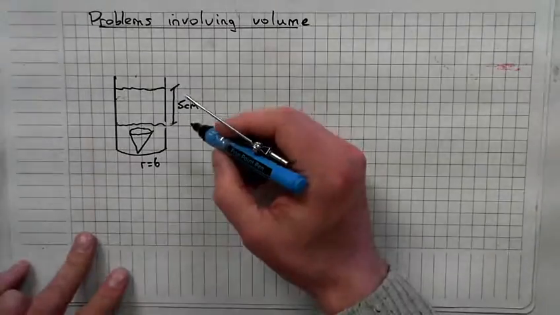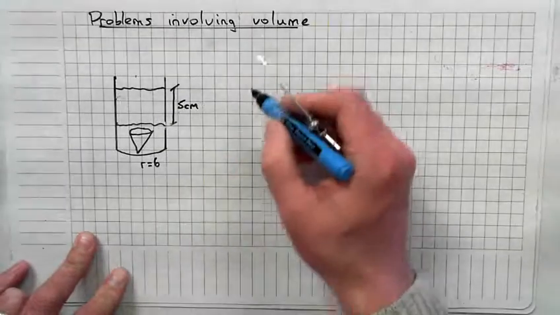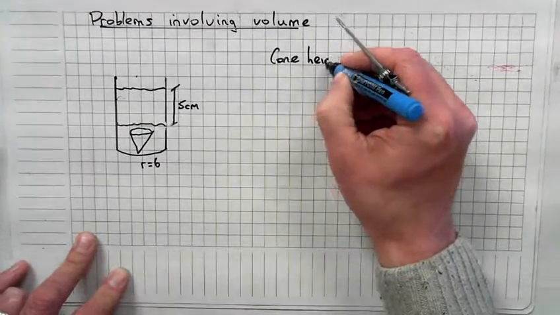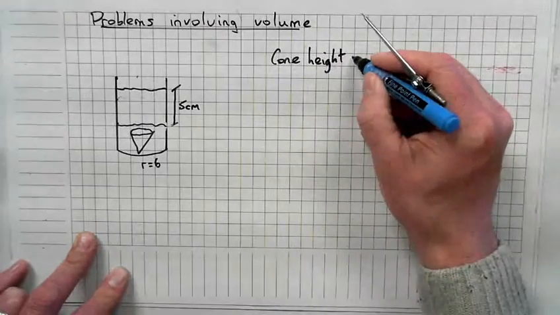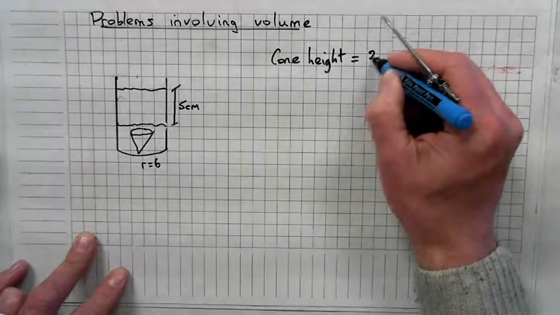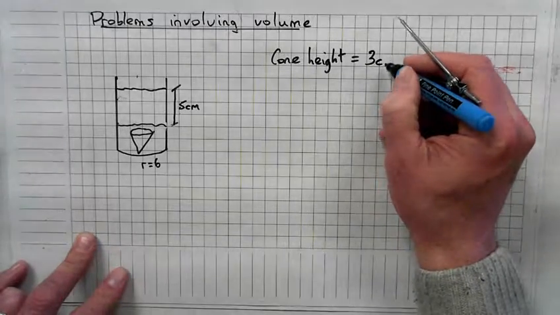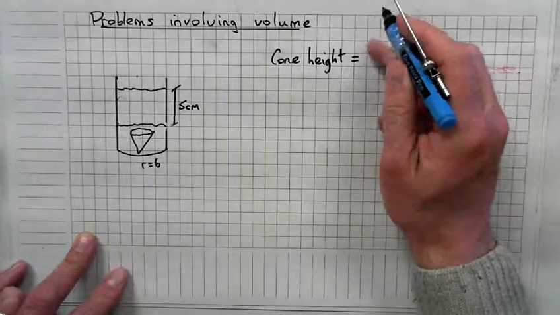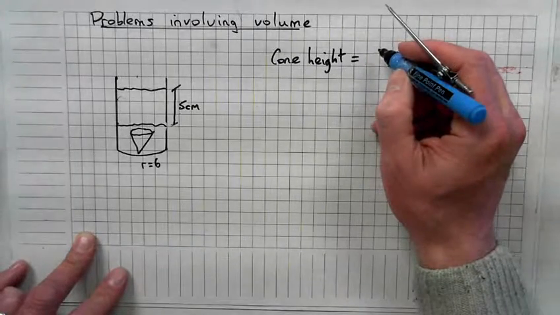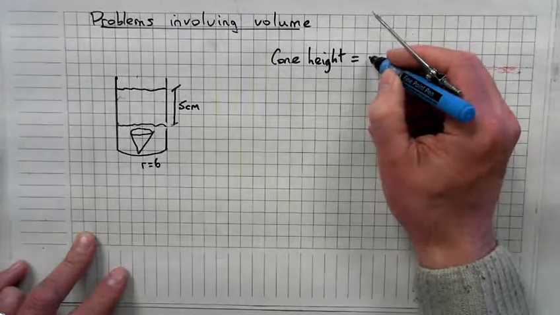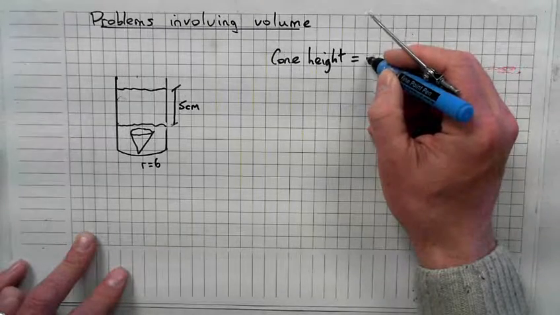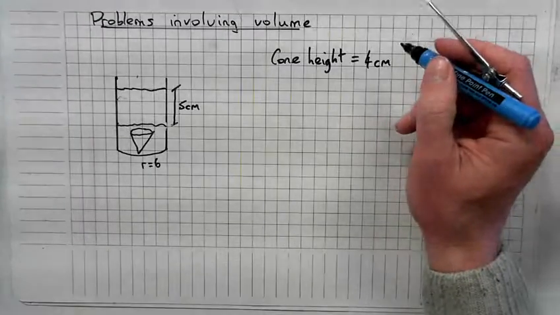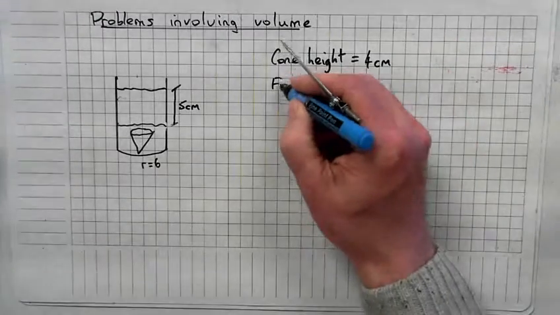I'll give you the details of the cone now. The height of the cone. The cone height is equal to 3 centimeters. Let's just make it 4 centimeters. The cone height is 4 centimeters. So the question is, find the radius of the cone.